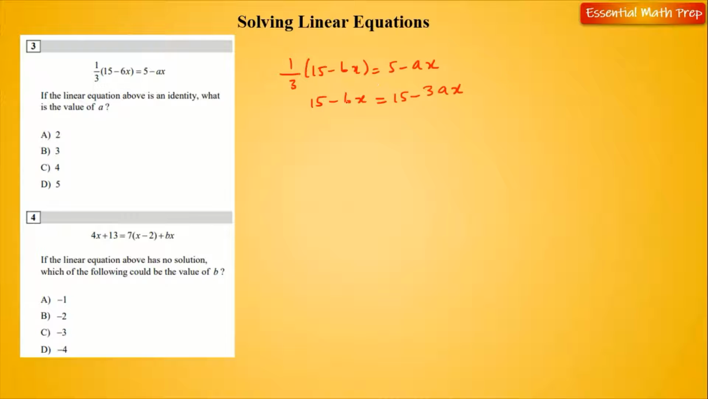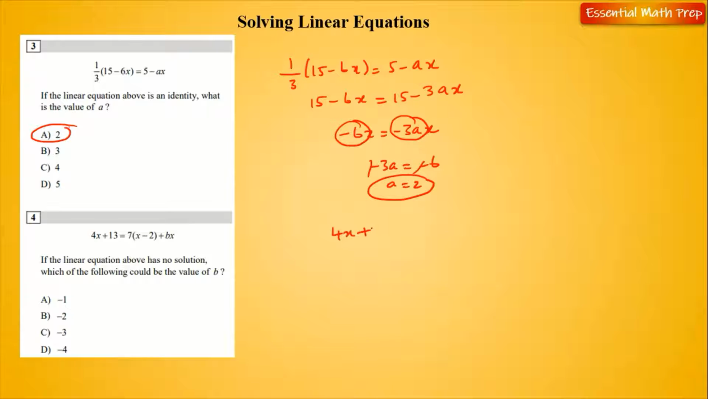If it's an identity, that means you can match up negative 6x equals negative 3ax, right? Except the x, which means negative 3a is essentially equal to negative 6. So negative 3a is negative 6, so a equals 2, right? That's how I do this problem. Let's go to the second one.